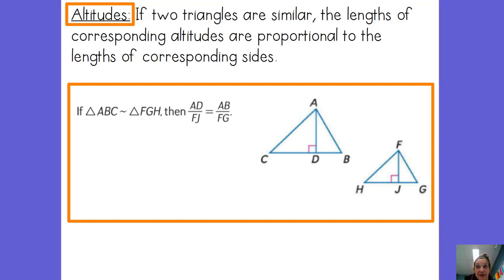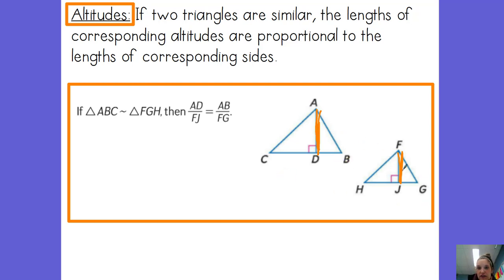Okay, if two triangles are similar, then the lengths of their corresponding altitudes are going to be proportional to the lengths of the corresponding sides. So an altitude, remember, goes from a vertex to the opposite side and makes a right angle. So AD is the altitude marked in this triangle, and then FJ is the altitude in this triangle. So AD over FJ is equal to AB, a side, over FG.